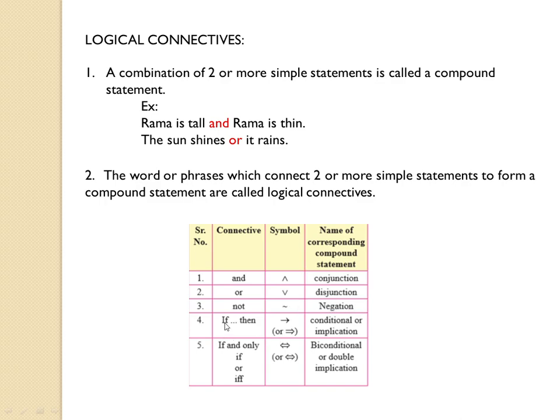Next connective is if then. Its symbol is a single arrow and its name is conditional or implication. Next, if and only if, or in short it is written as IFF, and its symbol is a double-sided arrow. Its name is biconditional or double implication. So we will learn the logical connectives one by one.